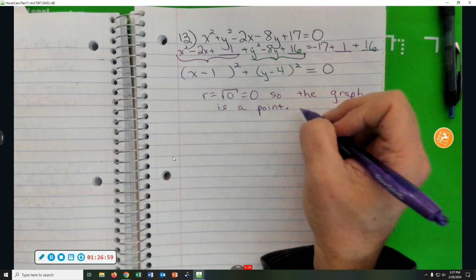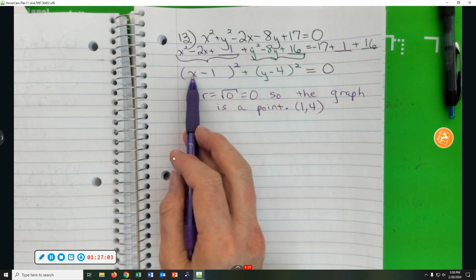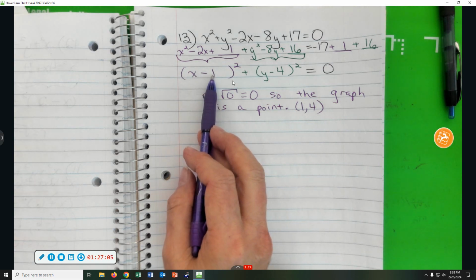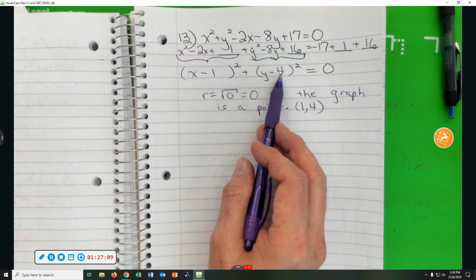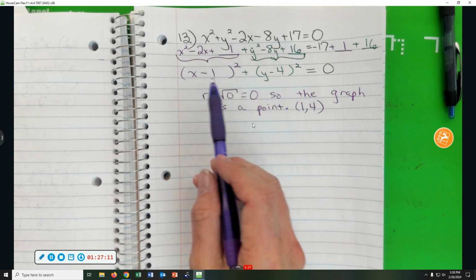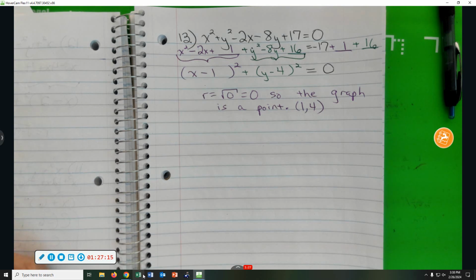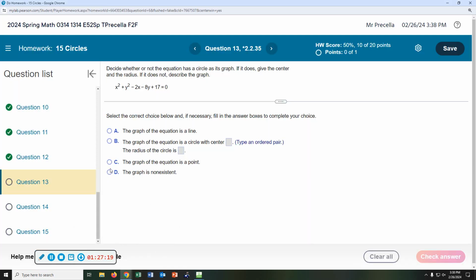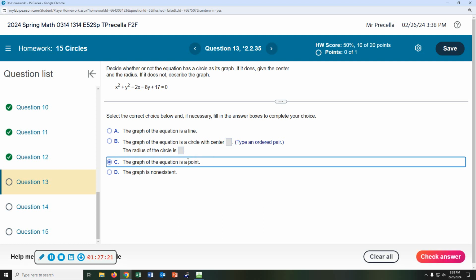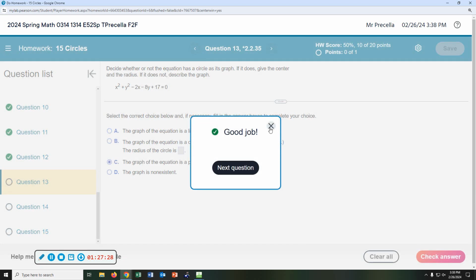What is that point? 1, 4. They don't ask for that, but if you plugged in 1 here, 1 minus 1 is 0. 0 squared is 0. You plug in a 4. 4 minus 4 is 0. 0 squared is 0. 0 plus 0 gives you 0. They just ask you to choose that the graph is a point, but it's the center point.